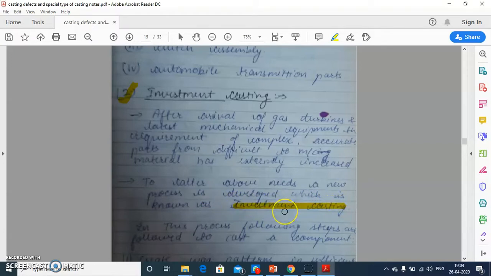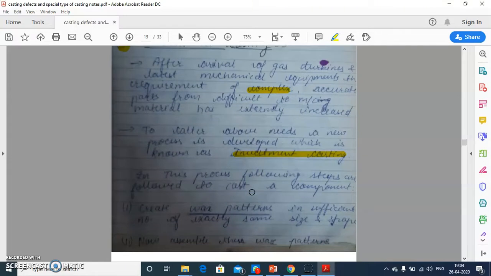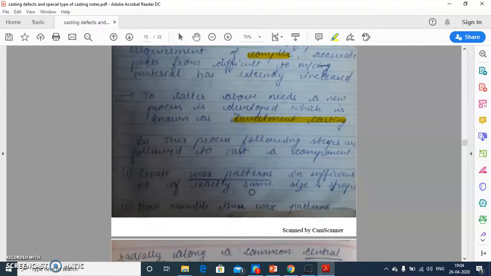We use the investment casting process for making products that are very difficult to manufacture, with very complex structures. With the help of investment casting, we can make products of a very complex structure. In this process, the following steps are followed to cast the component.